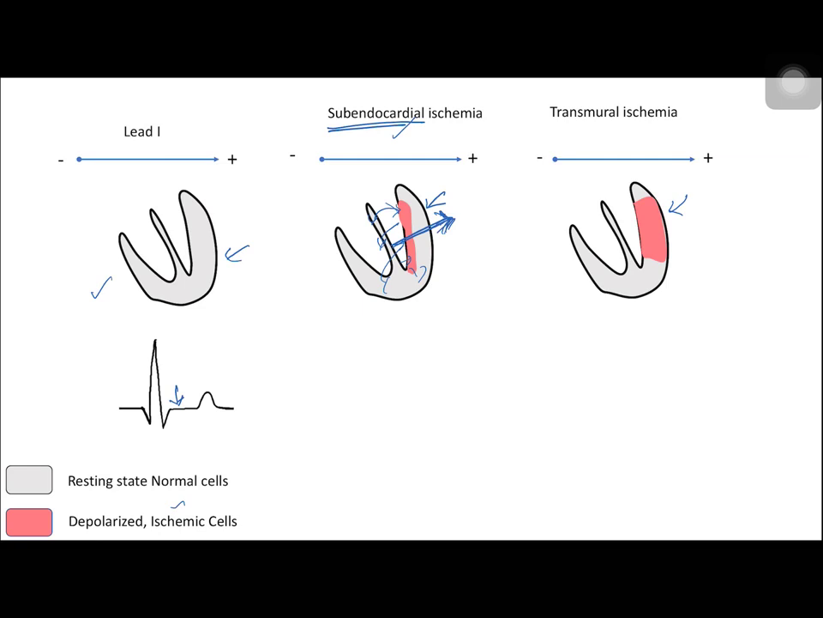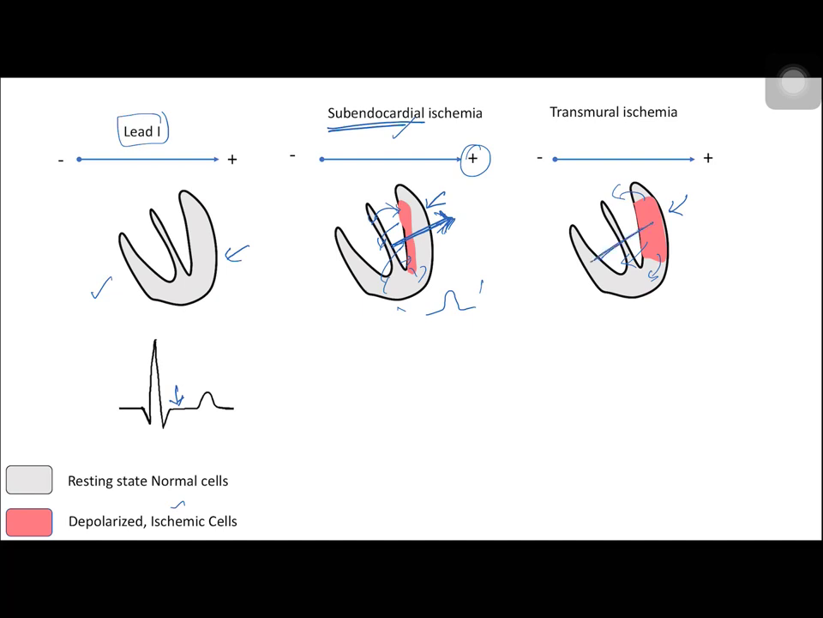So the subendocardial ischemia with a vector like this can be recorded from lead 1, which is also called a lateral lead. It will be recording a positive deflection because it is going towards the positive electrode. In case of transmural ischemia, again there is going to be a lot of current flowing from the damaged tissue to the normal tissue.